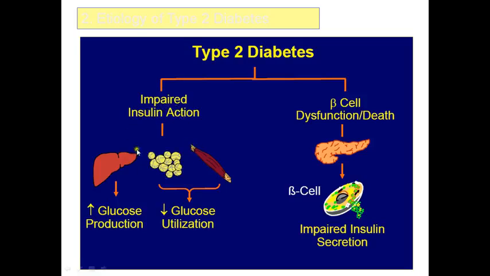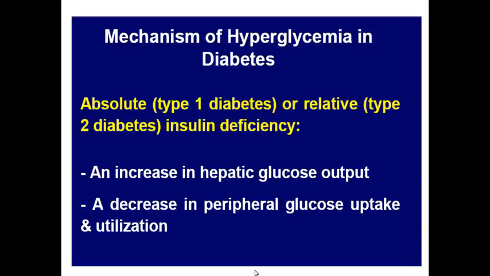The body keeps on producing insulin, and there are high levels of insulin. Due to excessive production of insulin, the beta cells get exhausted, and there's dysfunction or death of the beta cells, and then there is impaired insulin secretion in patients. They move from a higher level of insulin toward complete deficiency of insulin in type 2 diabetes. Mechanism of hyperglycemia. So how does hyperglycemia occur in diabetes?